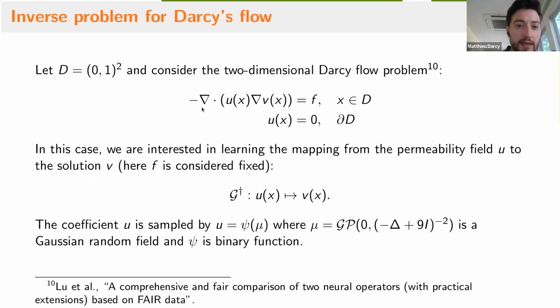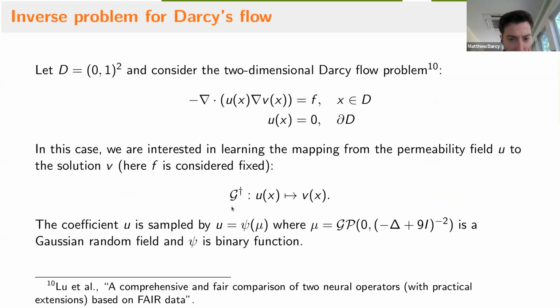Another example is the two-dimensional Darcy flow. Here, this is a very classical inverse problem. What we're trying to map is the field U, the permeability field mu, to the solution V for a fixed F. This is the G diagram you're trying to learn.